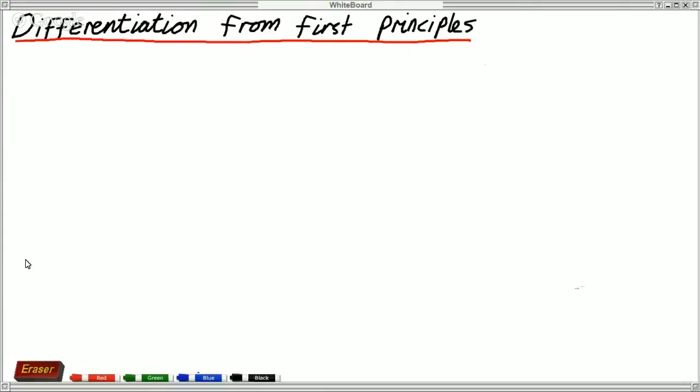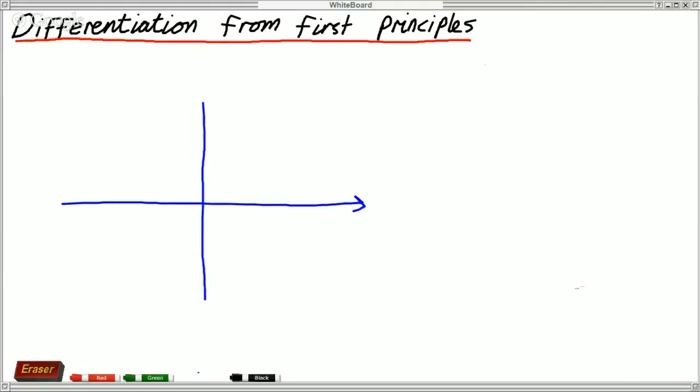Hi everyone, in this lesson we're having a look at differentiation from first principles. So let's start out by looking at some curve on the xy axis. Okay, so we have the x and y axis, and let's say we have some negative parabola.